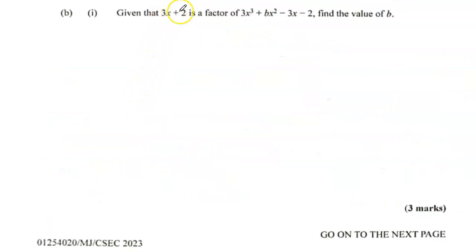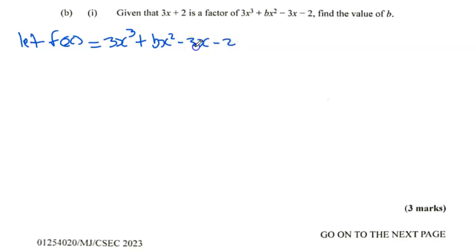So part B, given that 3x plus 2 is a factor of the function here, find the value of b. So we can let f of x equal the function we are given here, that's 3x cubed plus bx squared minus 3x minus 2. And we're told that 3x plus 2 is a factor. So we let the factor be equal to 0. If I bring over the 2, you have 3x equal to minus 2. Divide both sides by 3, x equal to negative 2/3.